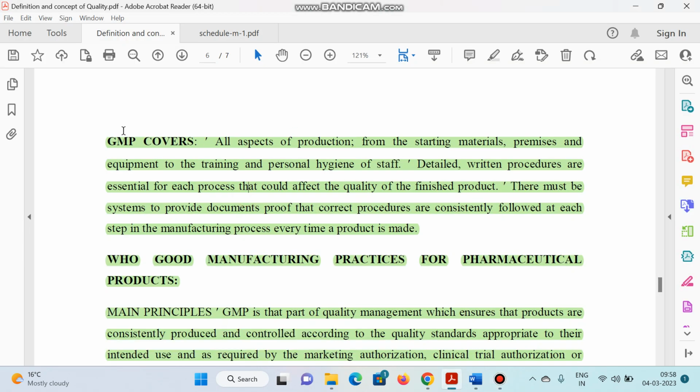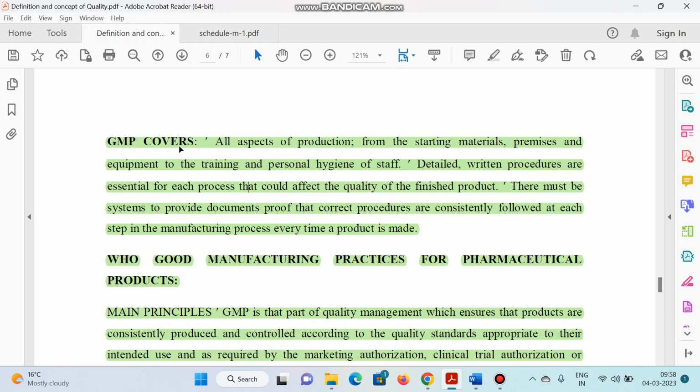So let's recall again what GMP covers. All aspects of production, right from starting materials, premises, equipment to the training of the personnel, including the hygiene of the staff. Detailed written procedures are also essentially required for each process that could affect the quality of the finished product. So there must be systems to provide documented proof that correct procedures are consistently followed at each step in a manufacturing process, every time a product is made.